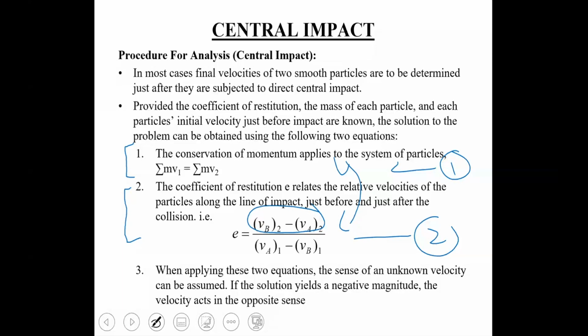So जो भी आपका सेंट्रल इम्पैक्ट का प्रॉब्लम आए, आपने ये दो स्टेप्स उस पर करने ही करने हैं कि पहले स्टेप में कंजर्वेशन ऑफ मोमेंटम अप्लाई करनी है और सेकंड स्टेप में आपने कोएफिशिएंट ऑफ रेस्टिट्यूशन अप्लाई करनी है. So these are the two steps which are going to be used for the analysis of any problem relevant to central impact. Is this point clear to all of you?